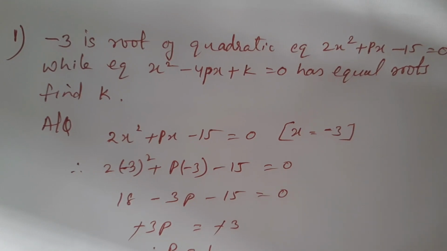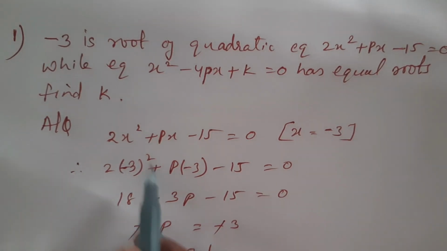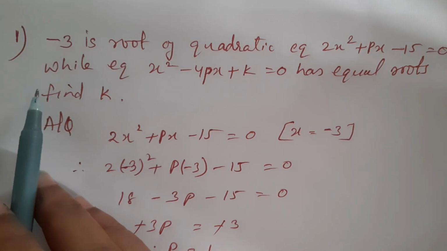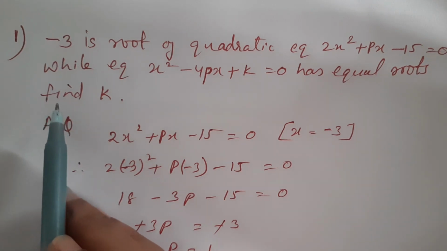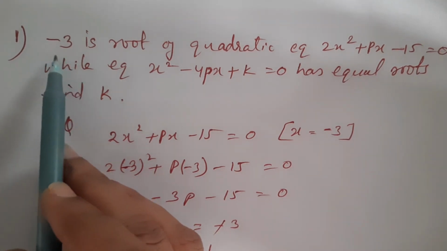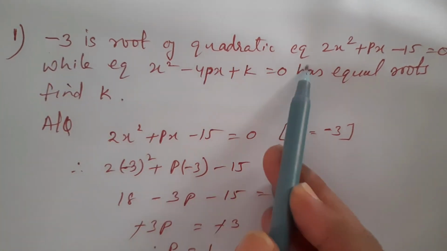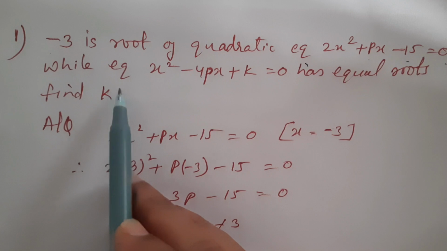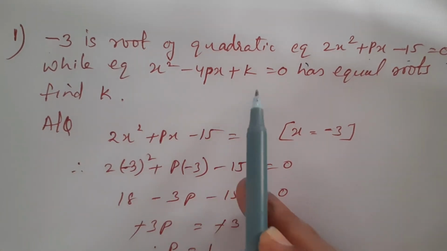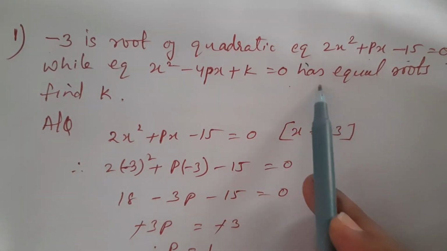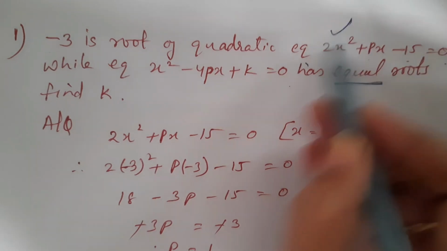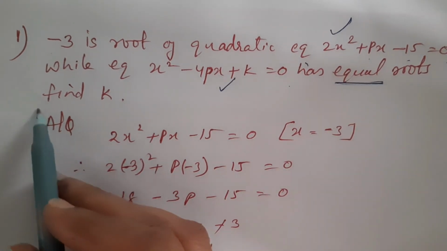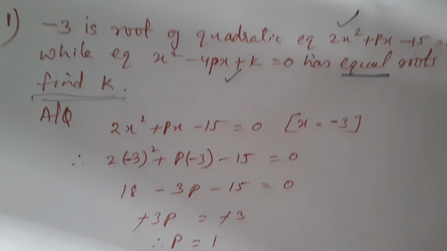Let's start with expected questions for your board exams. So I have taken different questions from different chapters. Let's start with chapter number 4, quadratic equation. So the first question: -3 is the root of the quadratic equation 2x square plus px minus 15 is equal to 0, while the equation x square minus 4px plus k is equal to 0 has equal roots. So these two equations are having equal roots. We need to find k. So let's start with the solution.